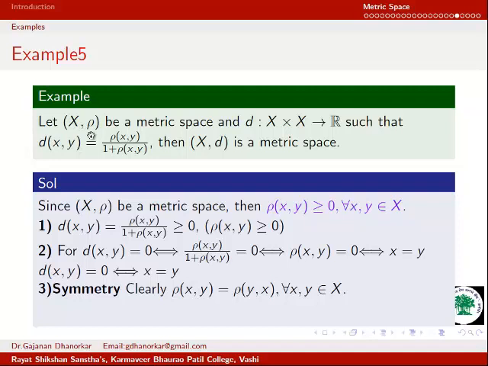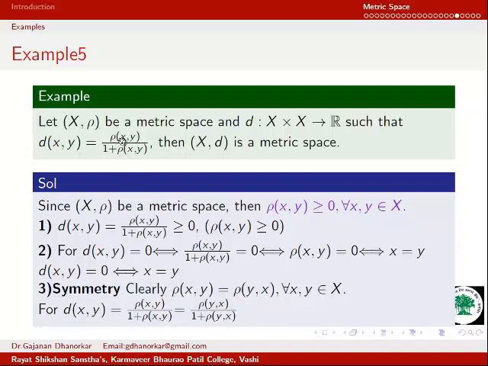Now here, as per definition, d of xy is equal to rho of xy divided by 1 plus rho of xy. Now we are knowing that rho of xy is equal to rho of yx, because this rho is a metric, therefore satisfying the symmetric condition. So in the numerator and in the denominator, rho of xy is equal to rho of yx.